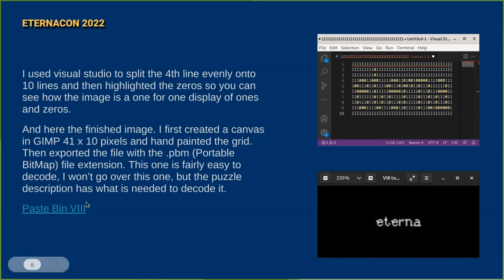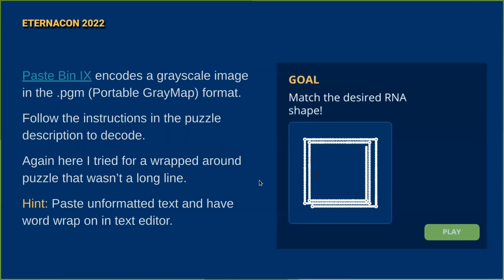But everything that's needed to decode it is in the description of the puzzle, and there's a link. The one I will be decoding is Pastebin 9, and it encodes a grayscale image in the .pgm, which is Portable GrayMap format. I originally had GrayMap spelled wrong, so it's spelled a couple different ways. But if you want to decode this, just follow the instructions and descriptions.